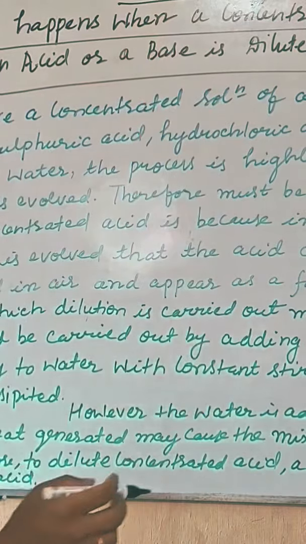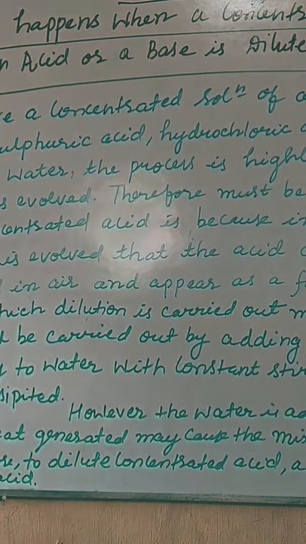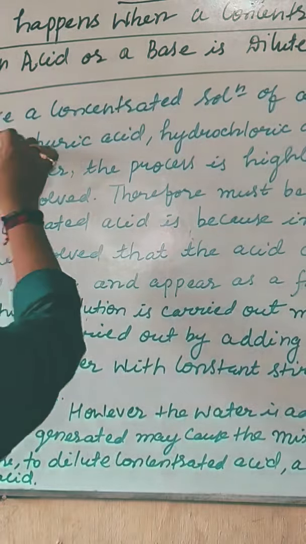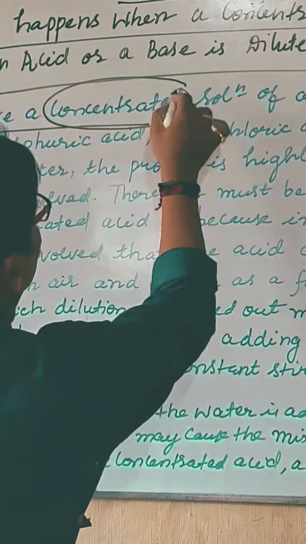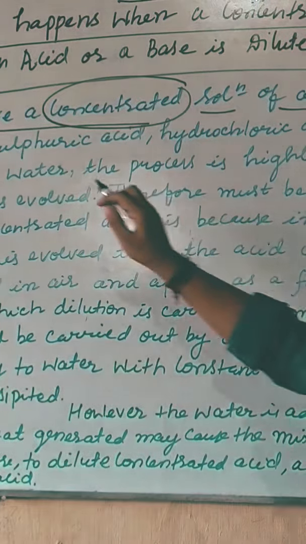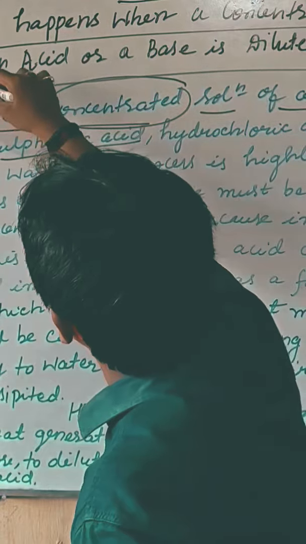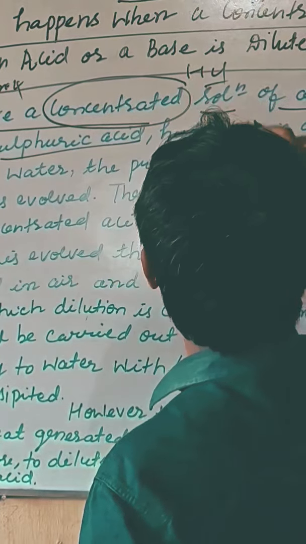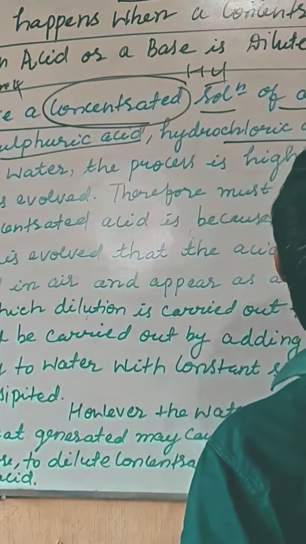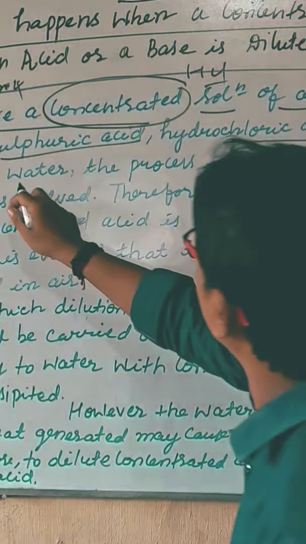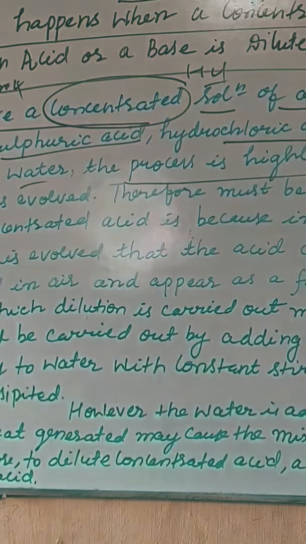Chapter number 2 of acids, bases, and salts. What happens when a concentrated solution of an acid or a base is diluted with water? Whenever a concentrated solution of an acid, especially an acid like sulfuric acid, H2SO4, hydrochloric acid, HCl, and nitric acid, HNO3, is diluted with water, the process is highly exothermic.